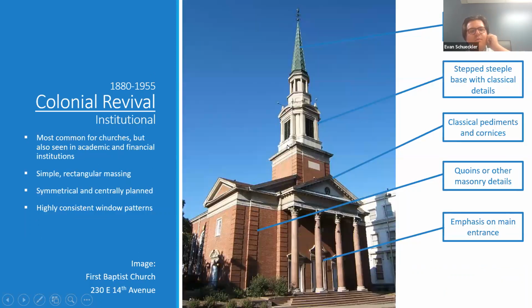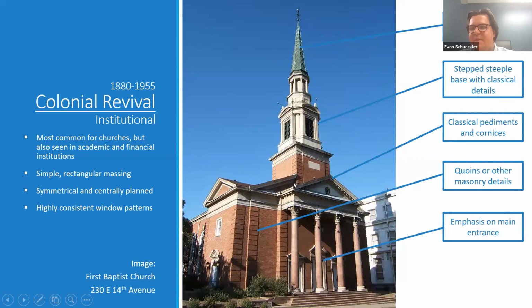So colonial revival also appears in institutional buildings, not so much in commercial, though they do exist. But probably the most common place you see colonial revival would be in churches. You will also sometimes see them in academic or financial institutions. But here's an example of the First Baptist Church here in Denver.